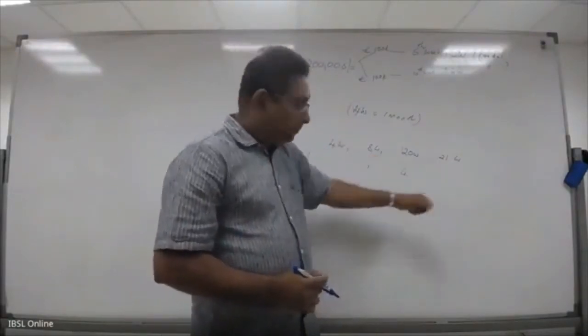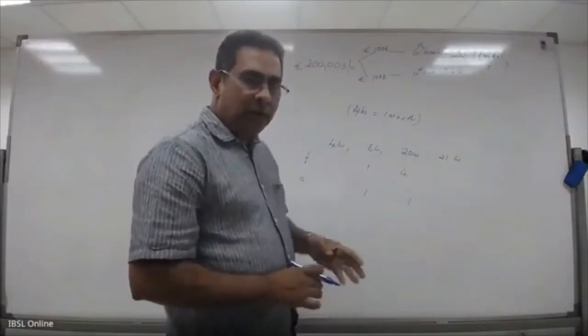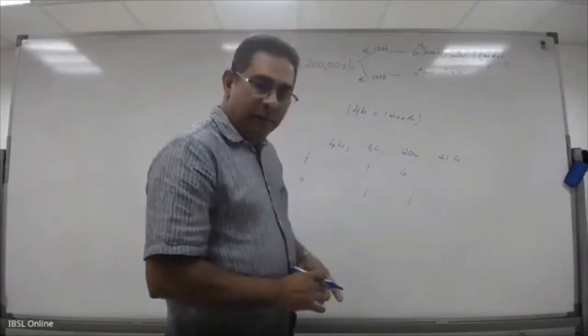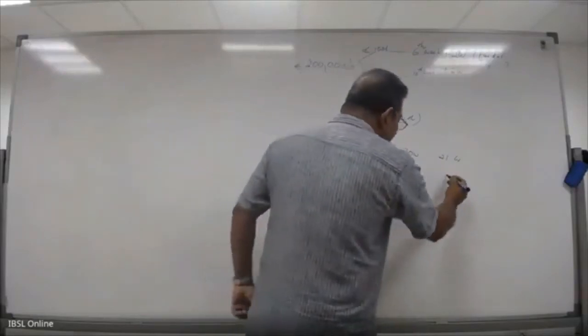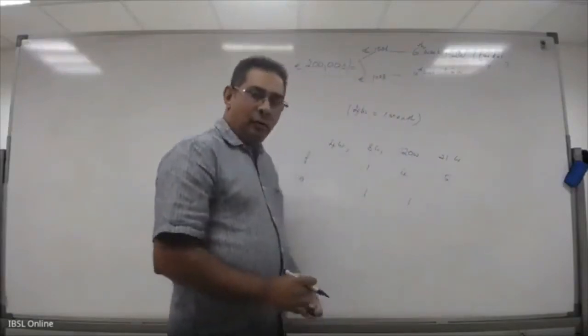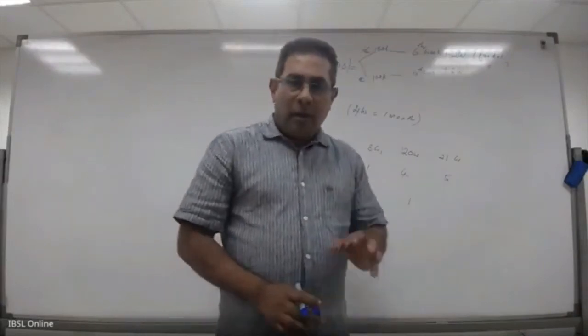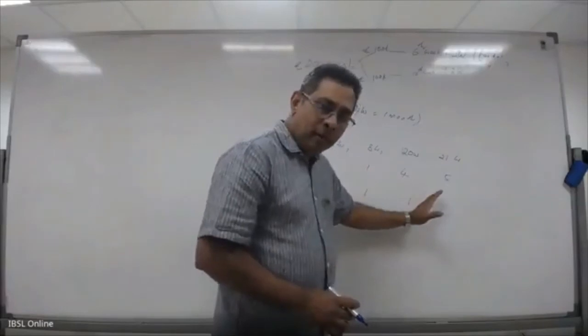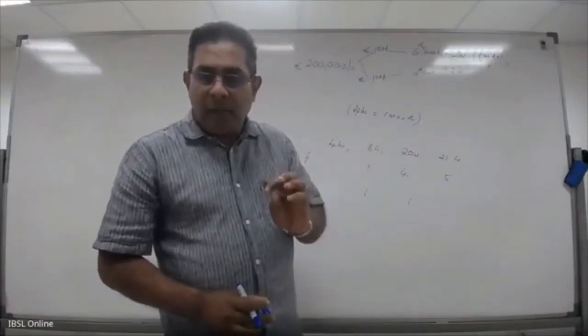21 is an odd figure. An odd figure is not divisible by 4 without remaining. So when you divide by 21, what happens? It is 5. 4 into 5 is 20. One more thing I forgot to tell you. When you are doing this type of thing, don't use the calculator because the calculator gives decimal points.